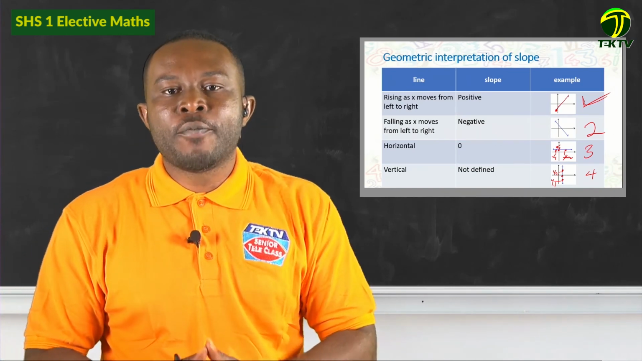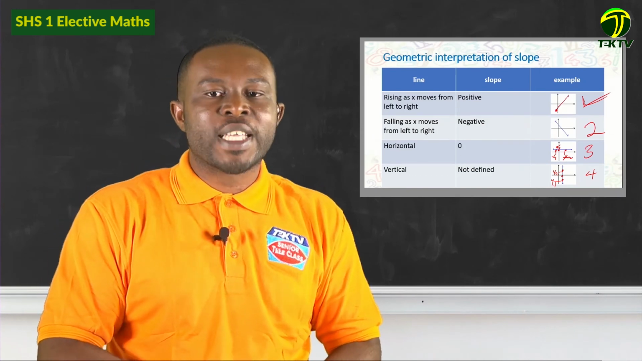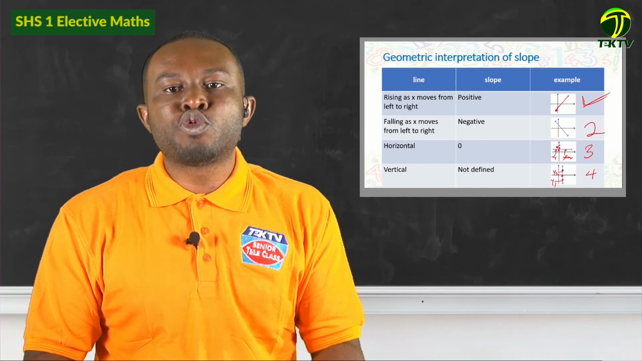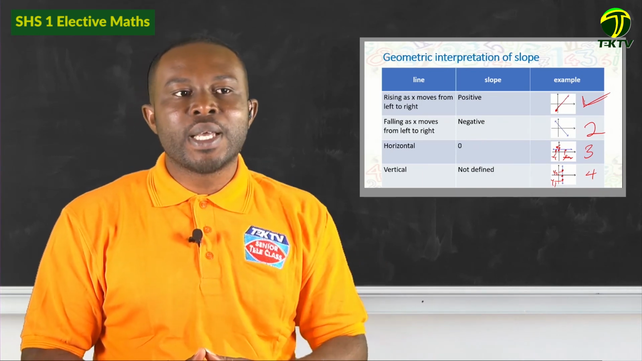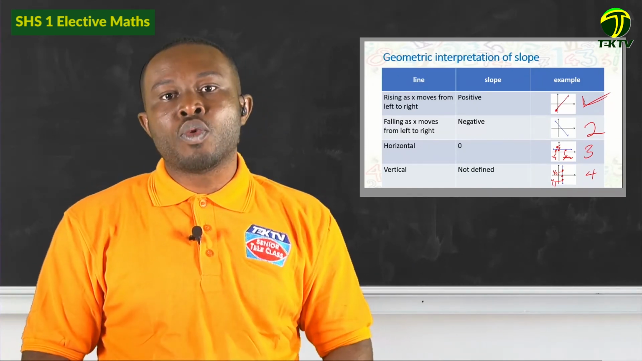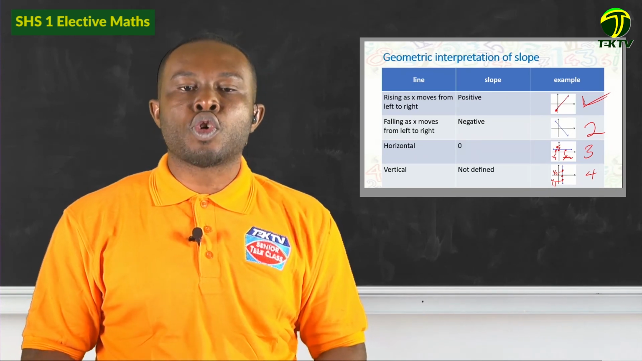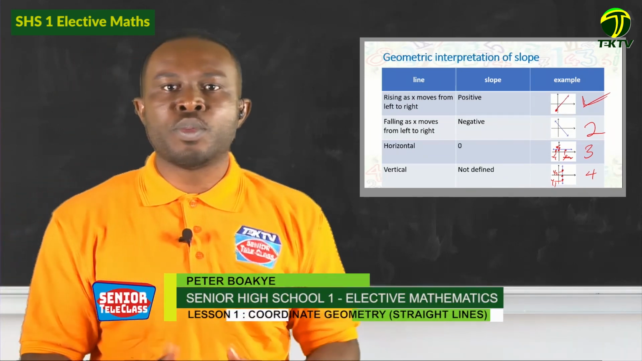And then when you have a vertical line too, the gradient is always undefined. I've explained that it is because the line passes through the same x value. Gradient is about y over x. So if your x is 0, it means that you get a number over 0, which is undefined. And therefore, vertical lines have an undefined gradient. I hope you get the interpretation of the slope on this part.